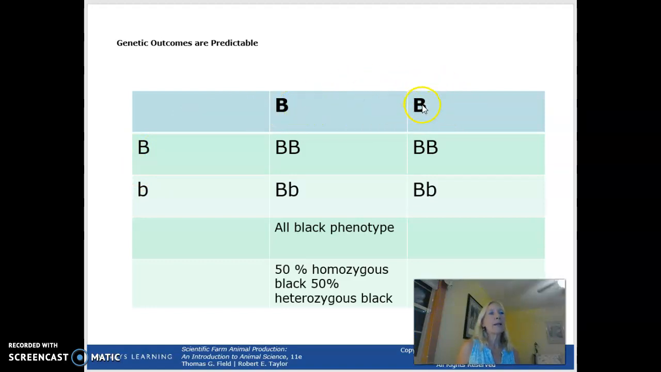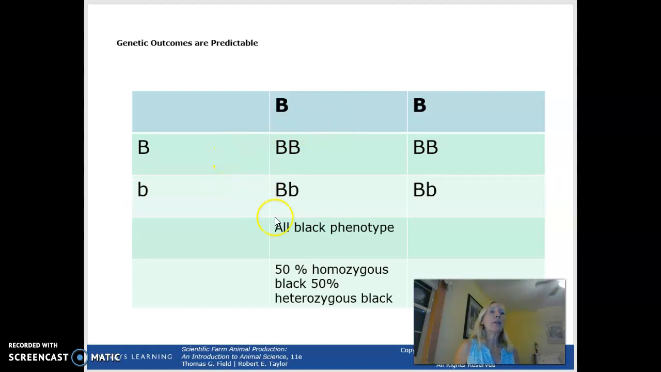So it looks like we're breeding a black Angus bull. This guy's purebred. He's homozygous. That's the thing about purebreds. This cow is heterozygous, but she looks black. So we don't know she's heterozygous unless we have her DNA tested. If we have her DNA tested, we could find this little recessive gene, depending on what trait it is.